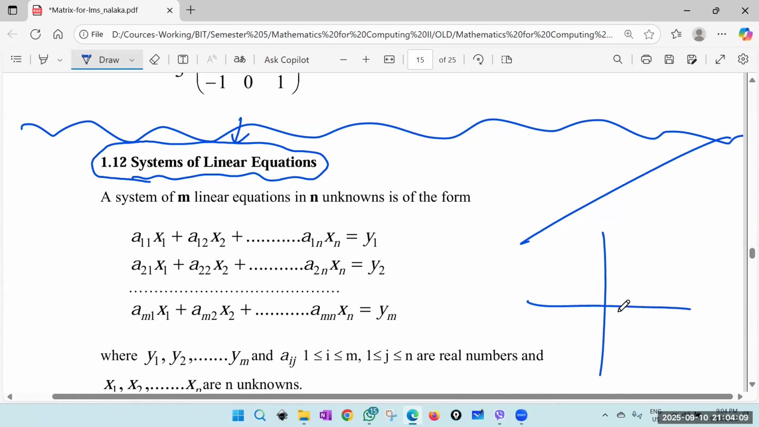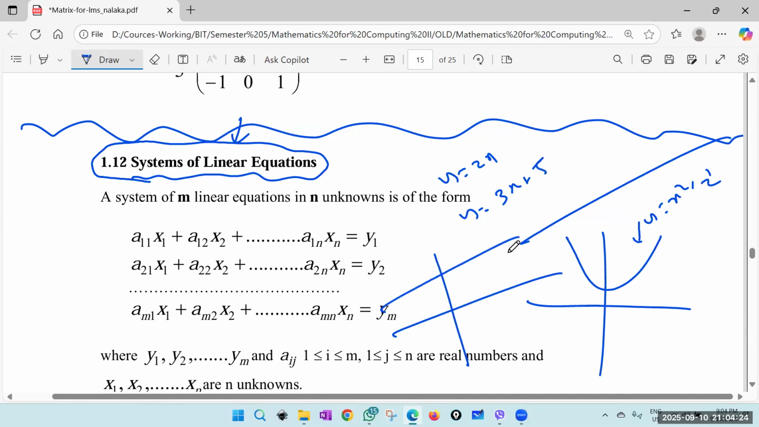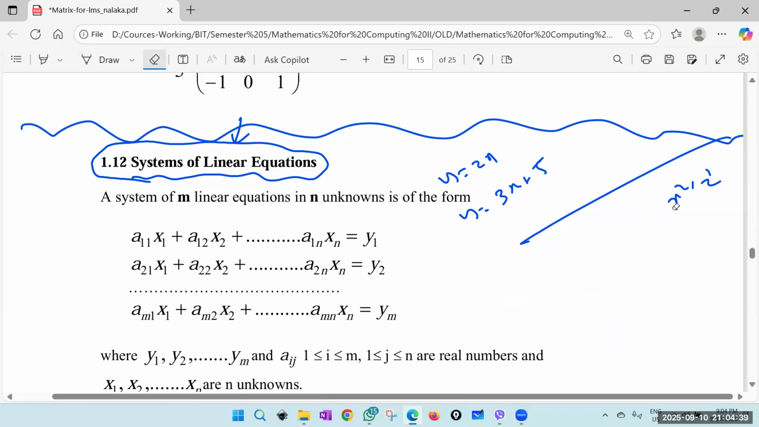For example, this is a non-linear, right? y equal x squared, something. But if you take something like y equal 2x, y equal 3x plus 5, those are all straight lines, something like this. So we can extend it to 3 dimension. So this is 2 dimension, right? In 2 dimension, linear equation is something like this. So you need to understand this, okay?